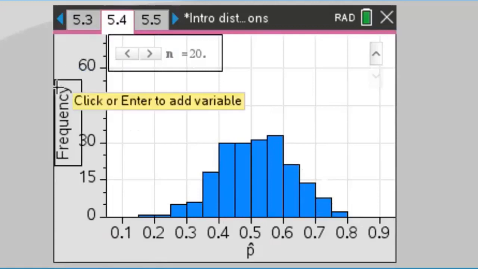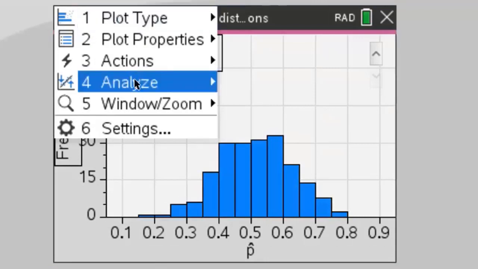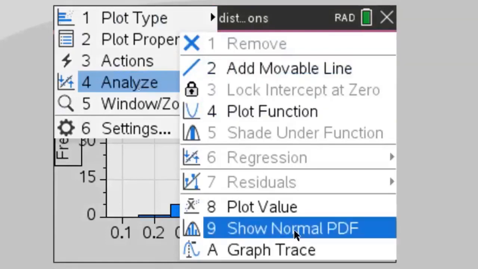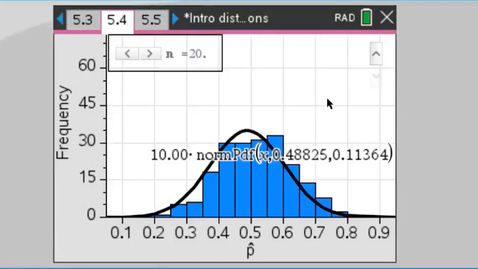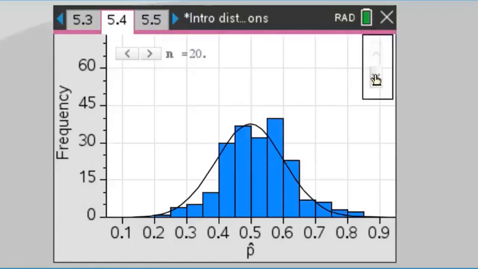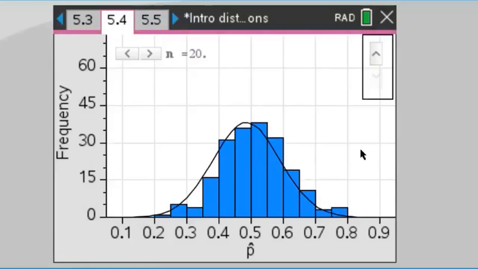Well, one way that you can get a visual representation of the normal curve on top of that is, once you've got the histogram, go to menu, analyze, and show normal PDF, and you can see the normal PDF there. It's actually not too bad. And I'll redraw, so this is 200 new samples, and another 200, and another. So, generally speaking, it's pretty good.